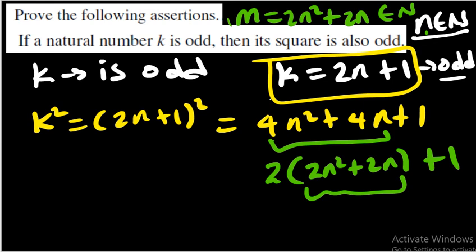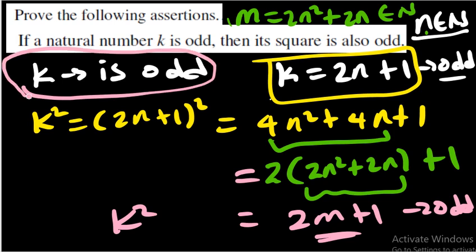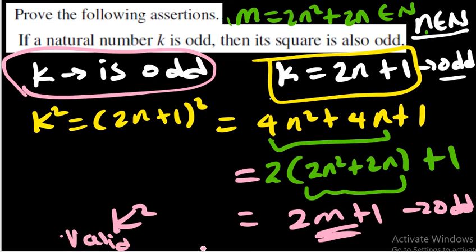Therefore, what it looks like now is the same as 2m plus 1. Again, this is the general representation, or the general formula, for odd numbers. So k squared is also odd. Therefore, our conclusion works. We consider the premise as true, k is odd, and then we square it. Finally, we have got an odd number. This represents an odd number. Therefore, this conditional statement is true and valid.